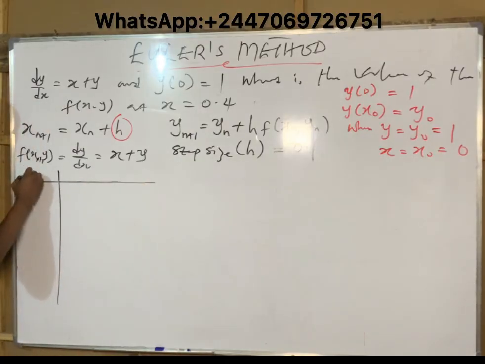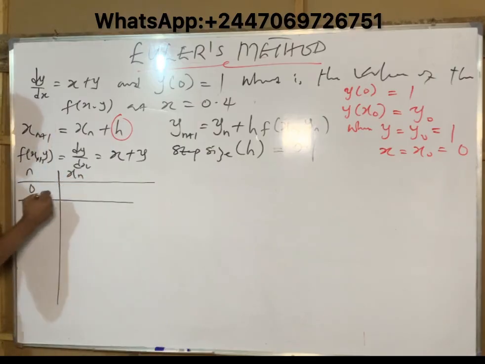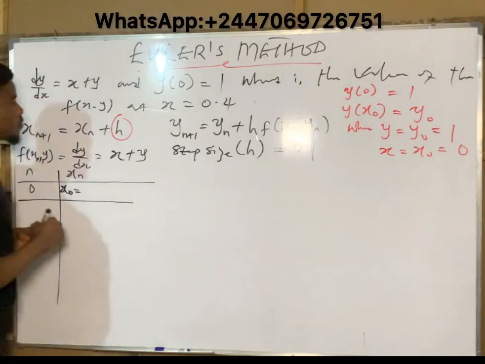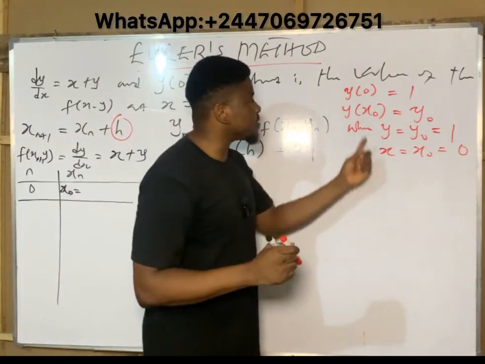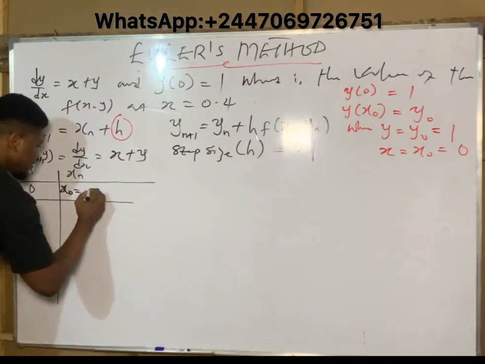This is our n values. When n is equal to 0, we are now going to obtain our xn. Our xn there becomes x naught. And this x naught is going to be equal to, from the question, simply 0 from the initial condition. So x naught here is 0.